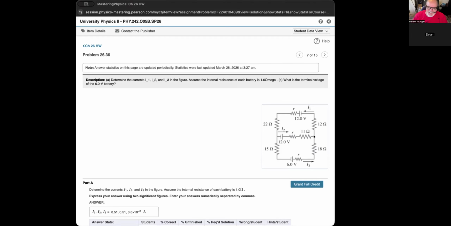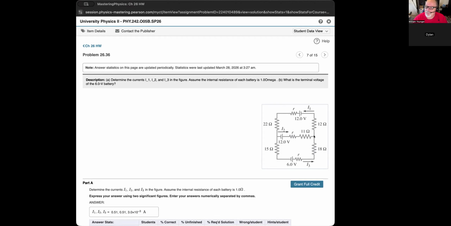So I've got minus 12 I1. Now I'm going across the battery, and notice I hit the small leg of the battery and then the large leg. That tells me it's a voltage increase, so that'll be a plus 12.0. And now I'm going in the direction of the current, so this will be minus 1.0 I1 and minus 22 I1. And now I'm back where I started, so I say equals zero.